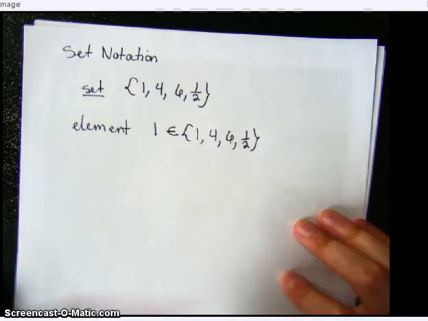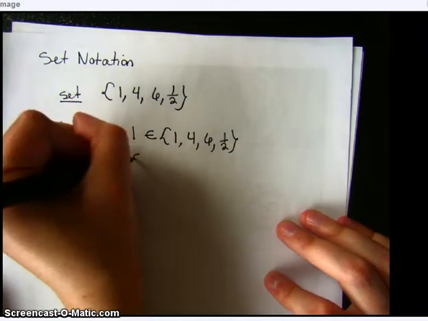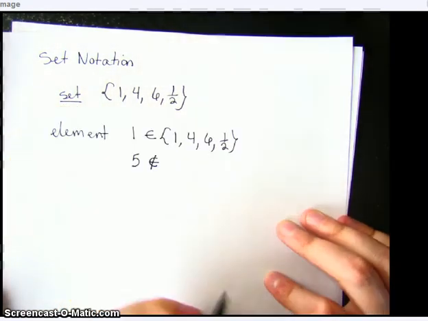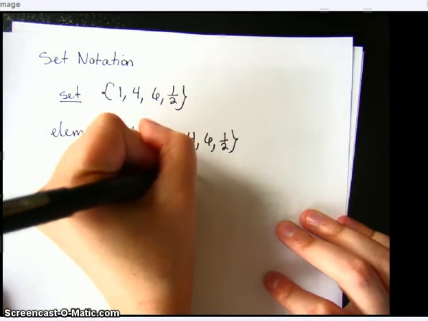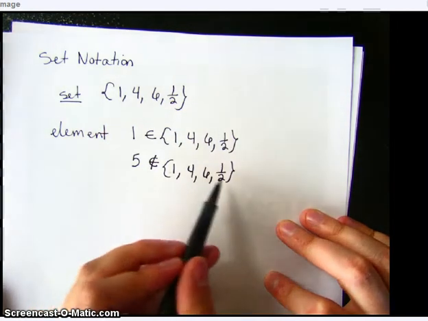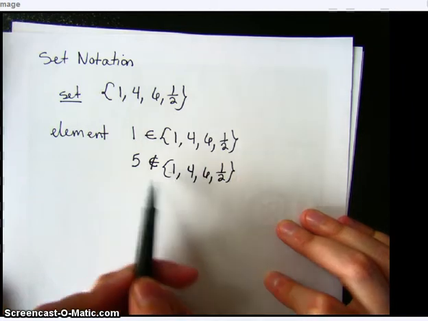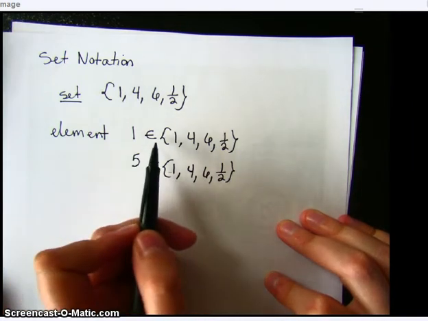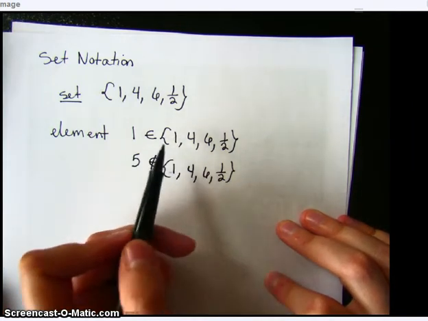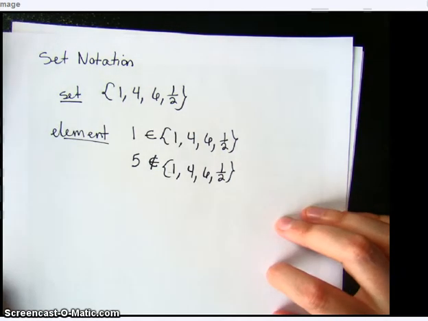Okay? Now, if something is not an element, so let's say 5 is not an element of the set 1, 4, 6, 1/2, because if you look at the list of numbers, it's not in that list. So 5 is not an element because it's not in this list. 1 is an element because you can see it right here. It's the first number in our list. So that's what an element is.